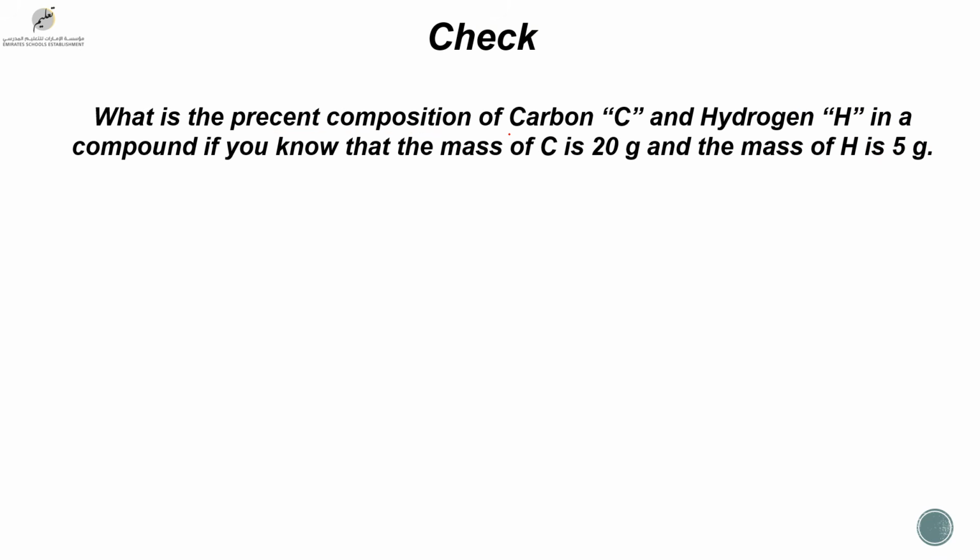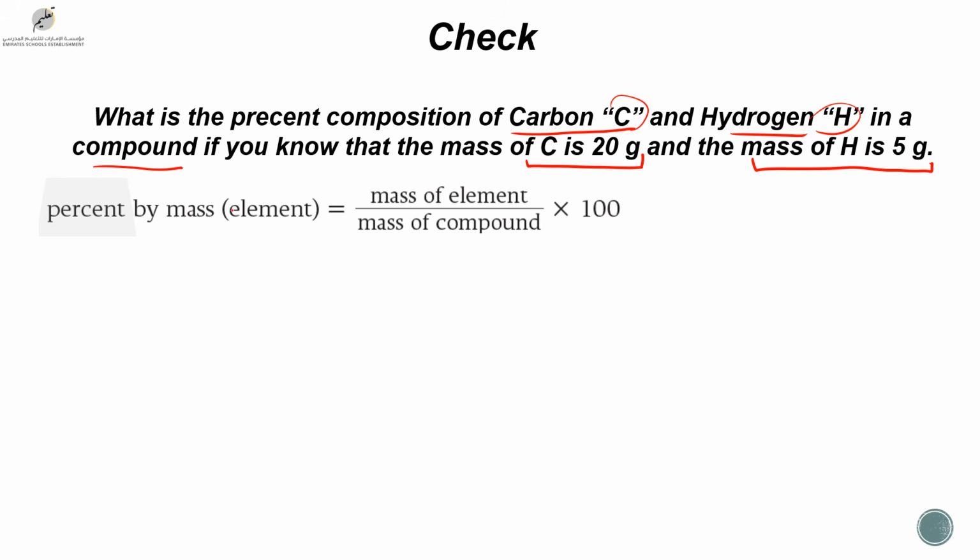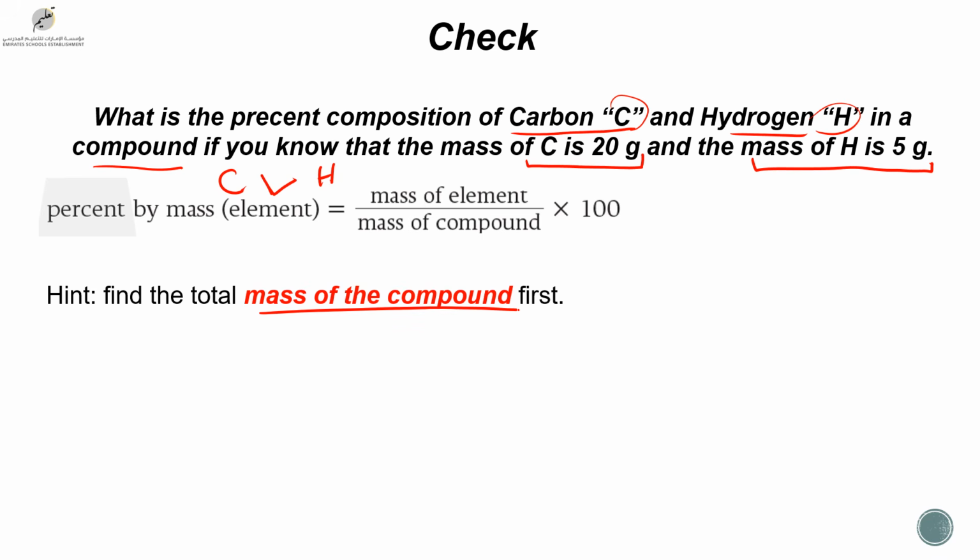So what's the percent composition of carbon C and hydrogen H in a compound? If you know that the mass of carbon is 20 grams and the mass of hydrogen is 5 grams, you need to find the percent by mass for carbon and for hydrogen, and you need to find the total mass of the compound. So the mass of the compound is going to be 20, the mass of carbon, plus 5, the mass of hydrogen, so it will be 25 grams.